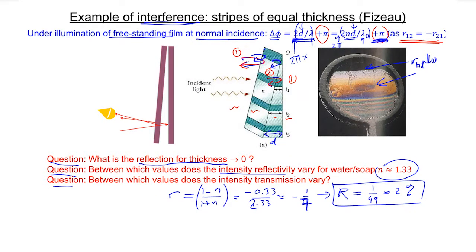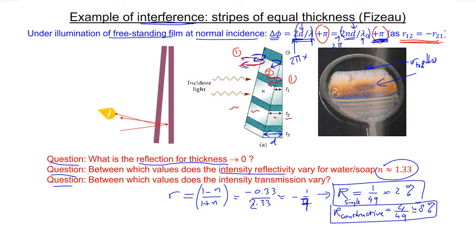This is of a single interface, and now that you have 2 interfaces, 2 reflections, you have to add them. You have to add amplitudes. The amplitude gets twice as big, so the intensity gets 4 times as big. So for constructive interference, the intensity reflectivity of the total film is 4 times 2%, 8%.